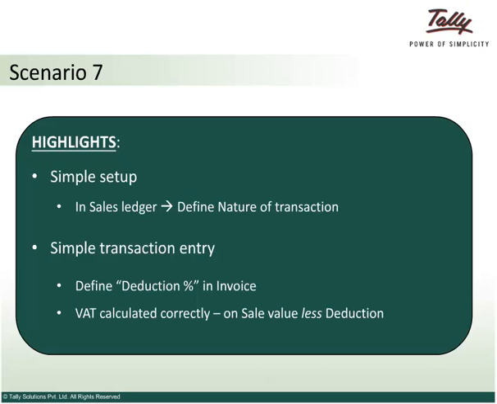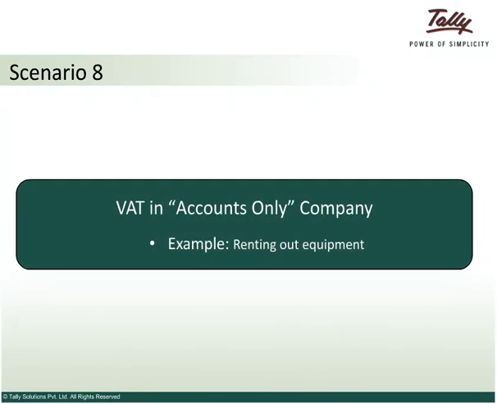As we've seen in the demo, it was simple to set up the nature of transaction as works contract. And then enter the sales invoice normally, with just one addition, that is, entering the deduction percentage. And the VAT was calculated correctly on the sale value less deduction. This is another scenario, which is easily handled in Release 5.0.